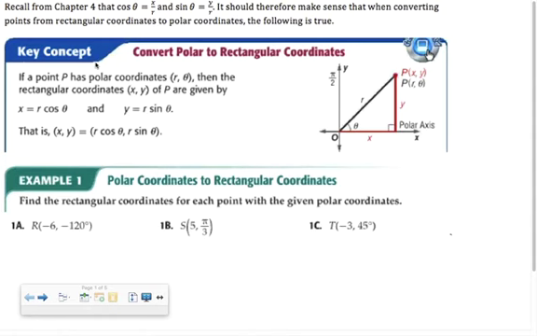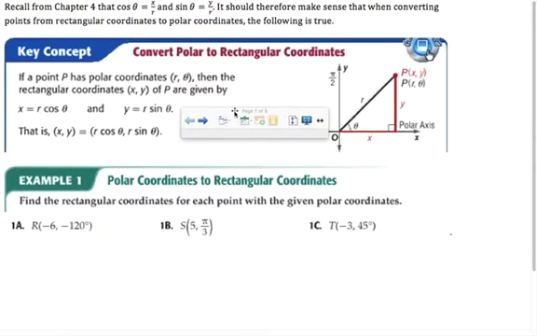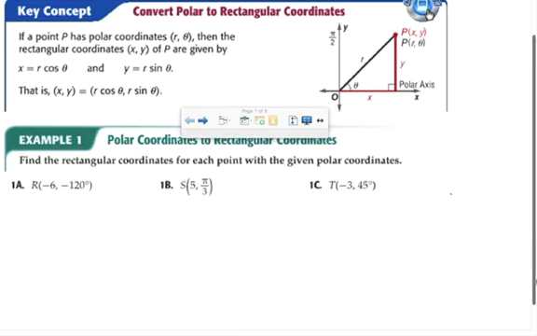In chapter 4, we saw that the cosine of theta on the unit circle was equivalent to x over r, and the sine of theta was equivalent to y over r. And this is what we're using when we convert polar coordinates to rectangular coordinates. So x is equivalent to r cosine theta, and y is equivalent to r sine theta. So in example 1, we're converting polar points into rectangular points.